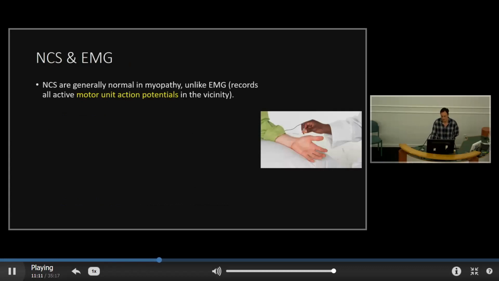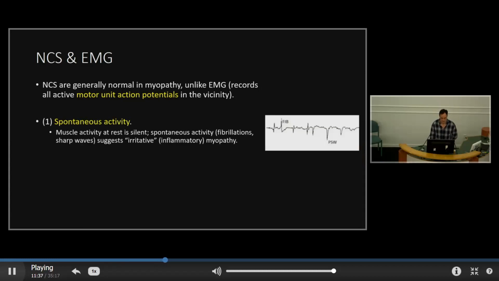Okay, nerve studies and EMG. So we talked about these in perhaps a little more detail than you'd like last week, but the nerve conduction studies, of course, themselves are generally normal in a muscle disorder, right? So usually in myopathy, they're normal. But the EMG, the electromyography, which is where you put a needle into a muscle, basically any muscle, and you record all the muscle unit action potentials in the vicinity of the needle, that will often be abnormal. So there are three things to look for. We look for spontaneous activity.